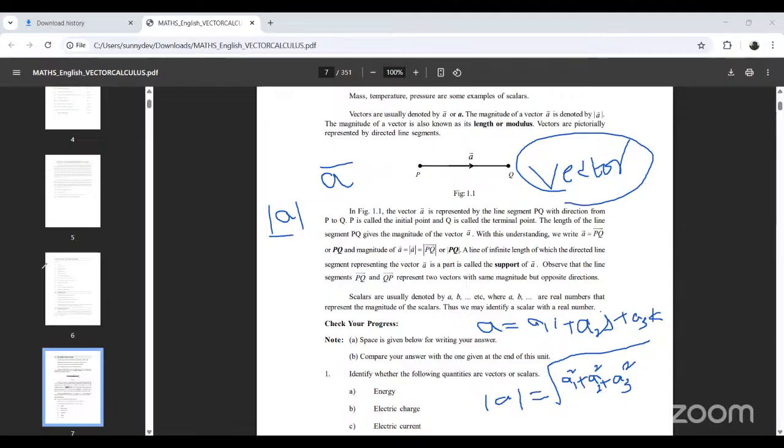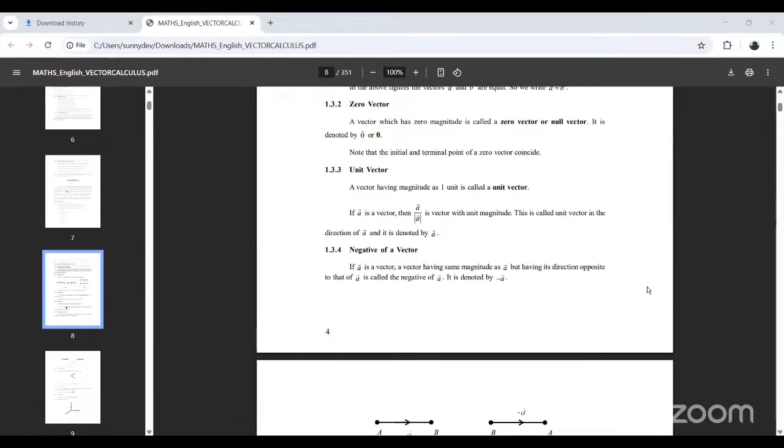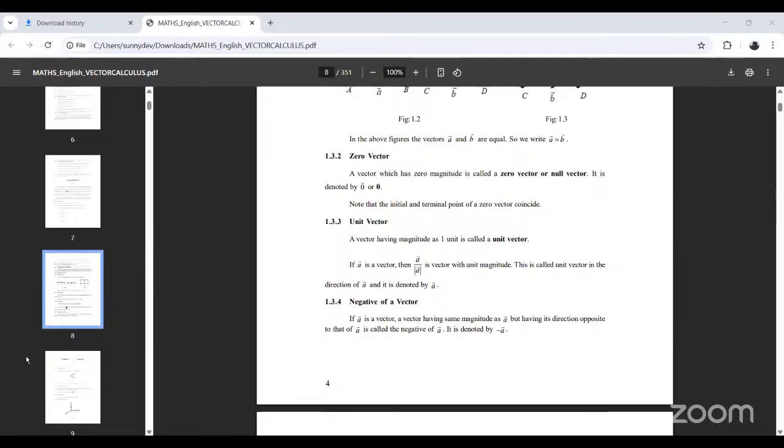So for a vector, automatically we can find its magnitude. The important thing is the unit vector. What does unit vector mean? The unit is one. The vector whose magnitude or length is one is called a unit vector.